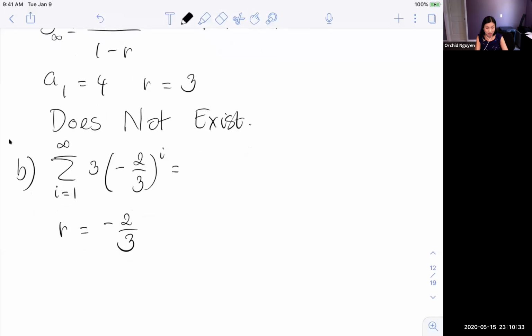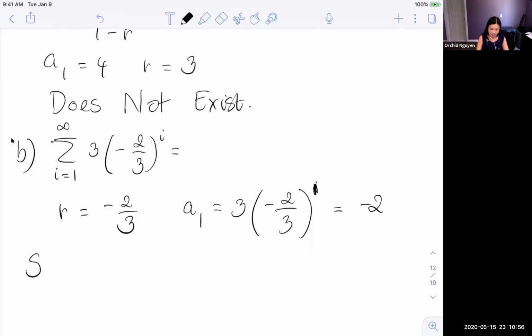Anyway, I do need A1. So A1 is 3 times negative 2/3 to the first power. So A1 is just negative 2. Now we're ready to plug it in. So S is A1 over 1 minus r. Okay, so A1 is negative 2.